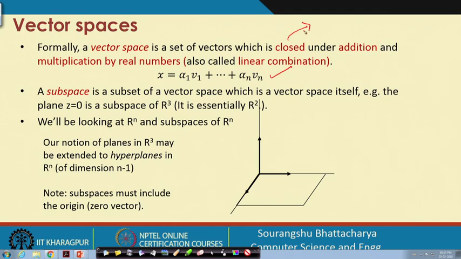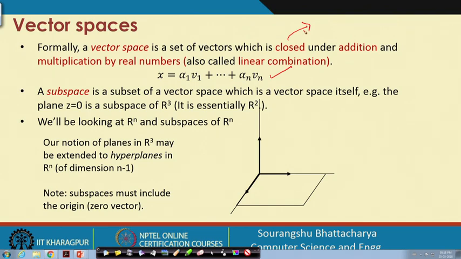Closure means that any element in this set can be generated as a linear combination of other elements in the set. A subspace is a subset of a vector space which is a vector space in itself.